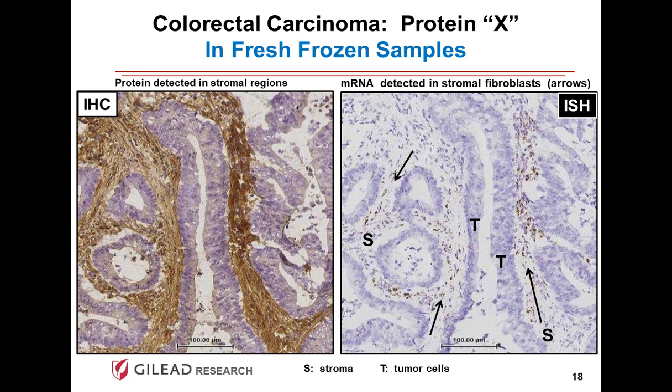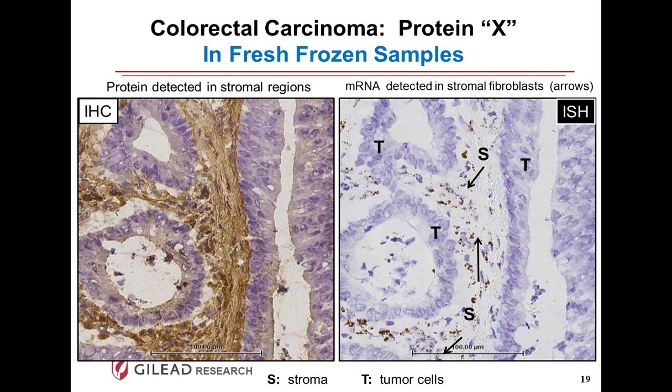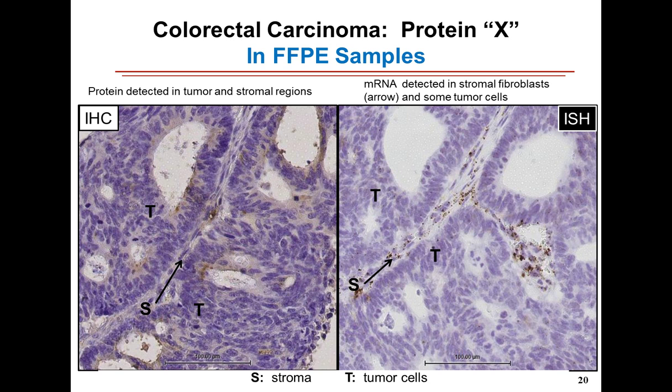The way we were able to answer that question is, on the left, there's IHC on fresh frozen tissues, and on the right, we did in situ hybridization on the fresh frozen tissues. The S stands for stroma. These are serial sections. We were able to detect the mRNA of protein X in the stroma and little to none in the tumor cells. I think I have a zoomed-in image here showing that these were activated fibroblasts making protein X, and it was secreted into the stromal component of the tissue, whereas the tumor cells are almost completely negative.